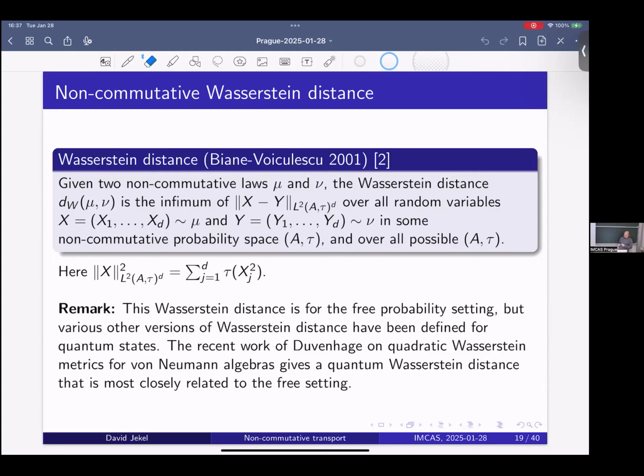and then you would want to find some kind of Wasserstein distance in that setting. And maybe it wasn't clear how this would actually relate to the free version, but recent work of Duvenhage, which is maybe 2 or 3 years ago now, and the way that he set up this quantum Wasserstein distance is actually pretty close to the free probability case. And in that case, it's with non-tracial states, right?